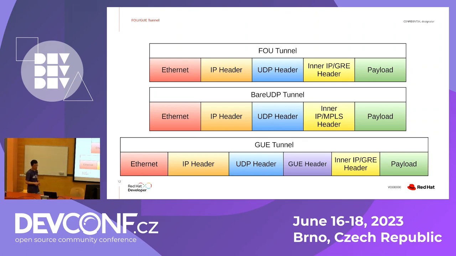GUE is a generic UDP encapsulation tunnel. Since it has a header, but the header is also lightweight, so the speed is also good, and it allows the header to have an optional data field that could be used for virtualization, security, and congestion controls.